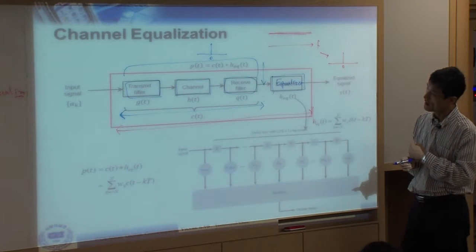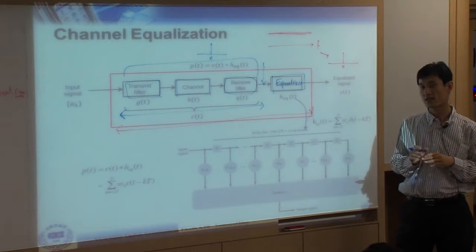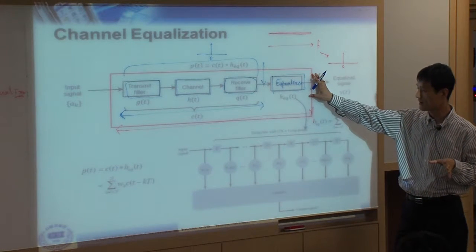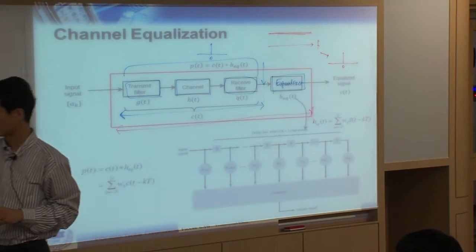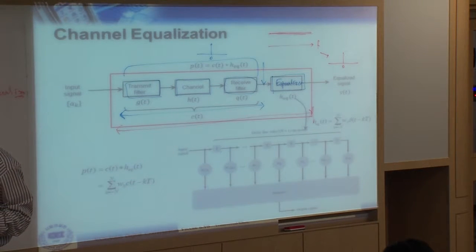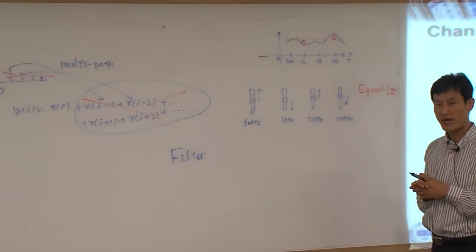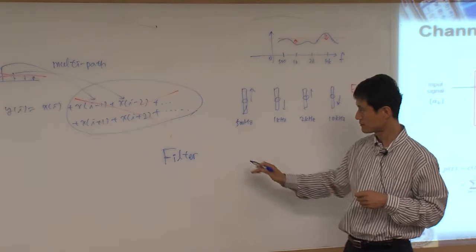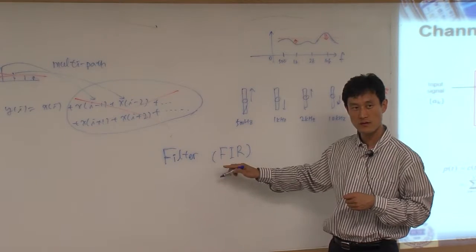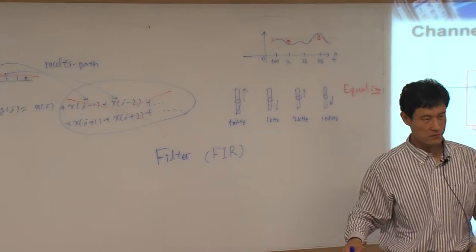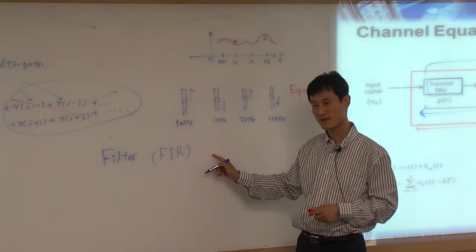Then how do you make it? The equalizer here is actually the same as our filter. This is just a regular filter. So let's take a look at filters. How do you make a filter? There are many ways to design filters. You heard about this one, right? What is this one? Finite impulse response. What is another one? IIR.